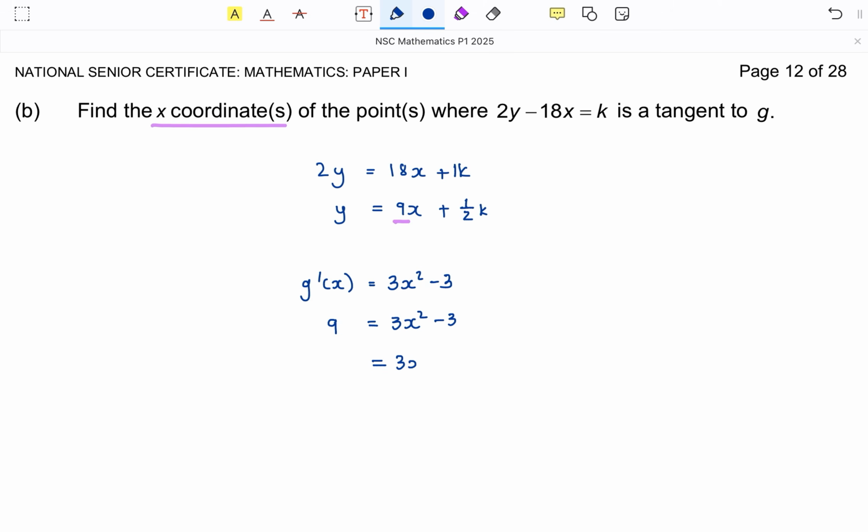So I would first leave the 3x squared. I would add the 3 to the other side, divide the 3 away, and x squared equals 4. And then to get x alone, I would do the square root of 4. And that would leave me with plus or minus 2. So let's just read the question again. Find the x coordinates. Did we do that? Yes, we did.